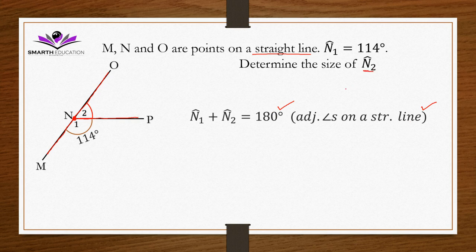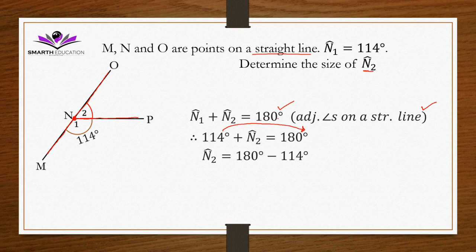We're supposed to find N2. So N1 is 114 degrees. And then what do you do after that? We can transpose our 114 degrees, so N2 is equal to 180 degrees minus 114 degrees. And then N2 is equal to 66 degrees. So we've managed to find that.